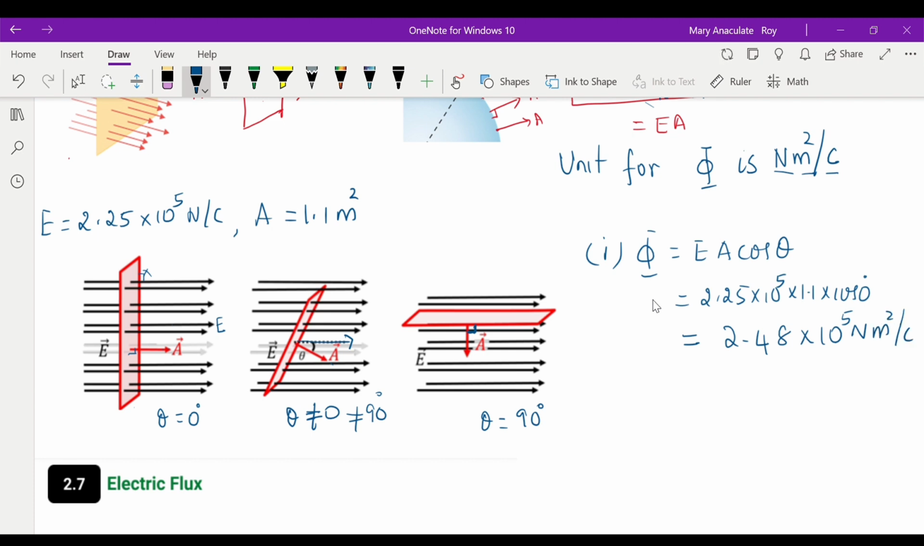So it's not a difficult question, not a tough question. The only thing is that you need to find out the angle between the two, area vector and electric field vector. Now for the second part, phi is EA cosine 90 degrees. So cosine 90 gives you 0. Since all these are products, the entire equation becomes 0. Oh sorry, not the second, it's the third one. The third one is 90 degrees, so it becomes 0.